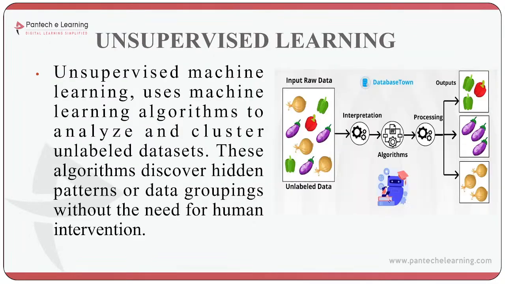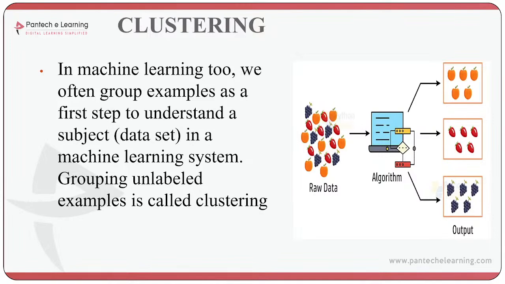Then in unsupervised learning, we take the machine learning system and group the unlabeled data. For example, in clustering, we take one raw data set. After that, we apply the machine learning algorithms to get the result as output.